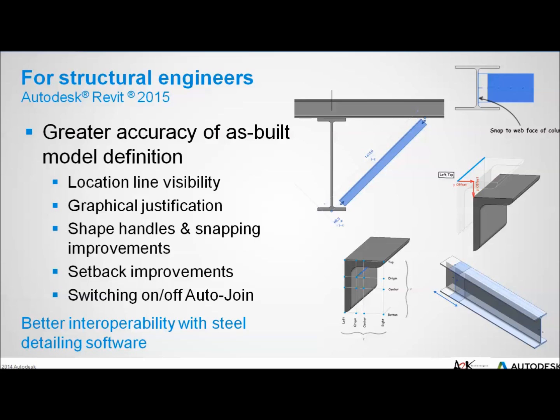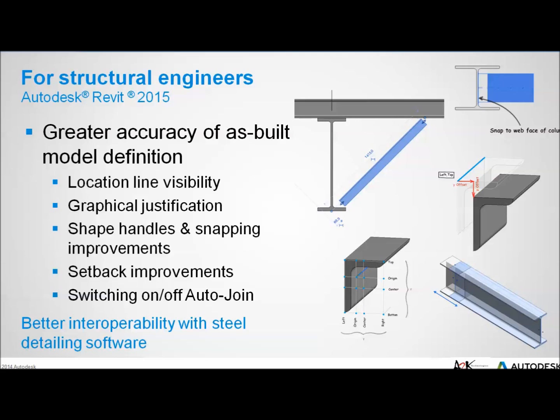And one of the very important changes is the steelwork when it comes to location line. All of a sudden now we've got basically a center line, which is the location line of our steel members. Also, graphical representation we can now modify a little bit better. Through this we can use shape handles and snap improvements.